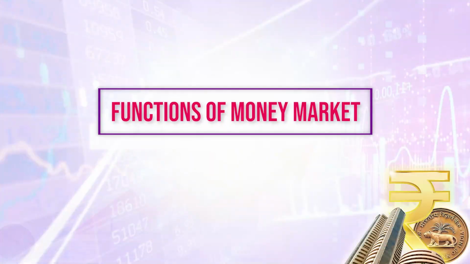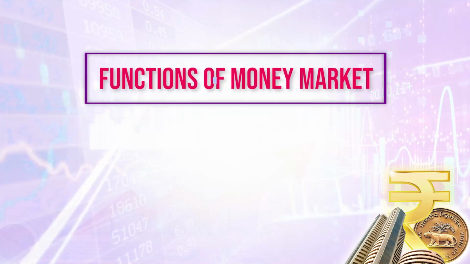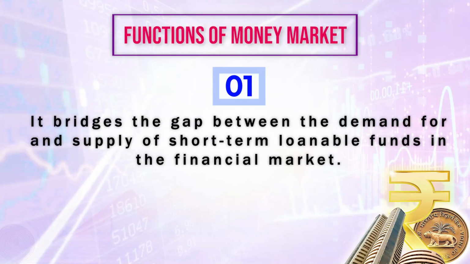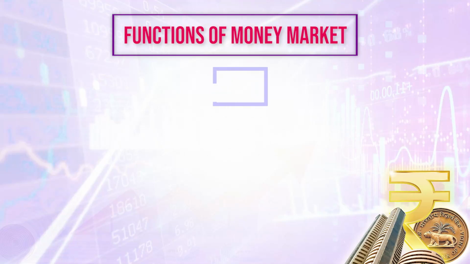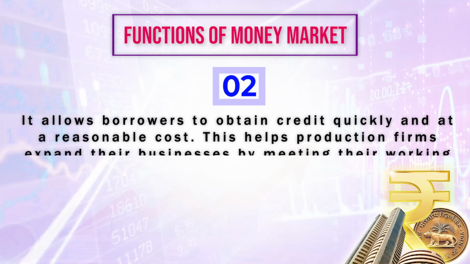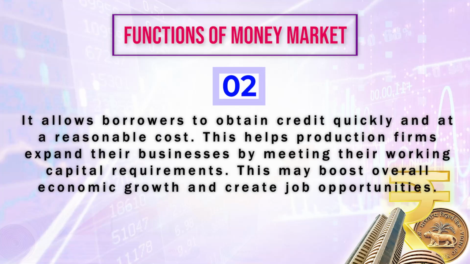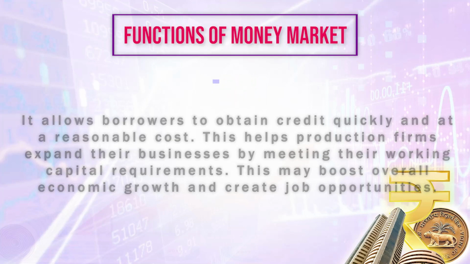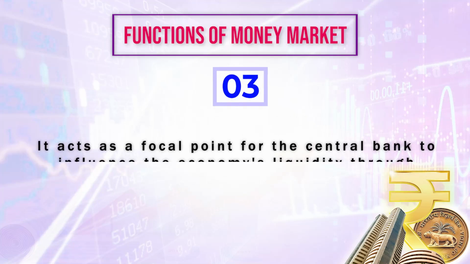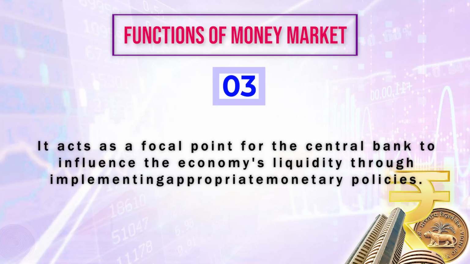Now, if we come to the functions of the money market, then we can understand that the money market performs three important functions. The first one is that the money market bridges the gap between demand for and supply of loanable funds in the loan market. Secondly, it allows borrowers to obtain credit quickly and at a reasonable rate, and that meets their working capital needs and smooths out their production. And thirdly, it acts as a focal point for the RBI's intervention in the market in terms of appropriate policy instruments that can control the liquidity flow in the economy.